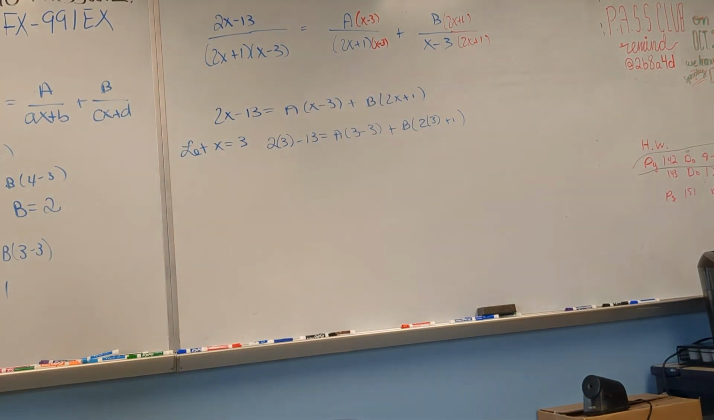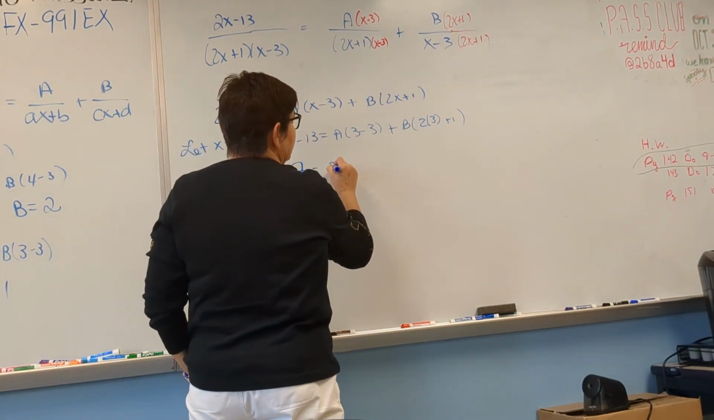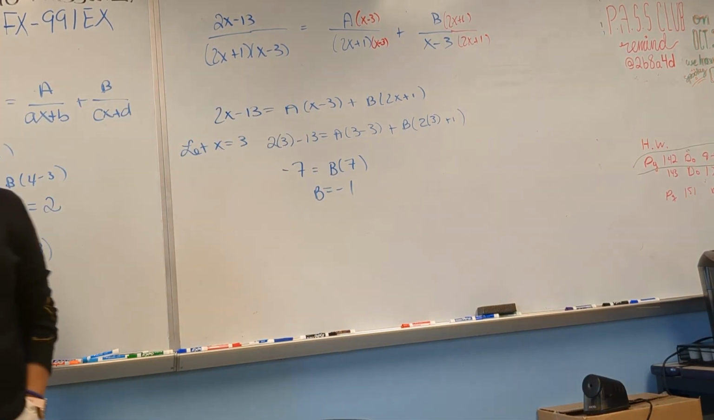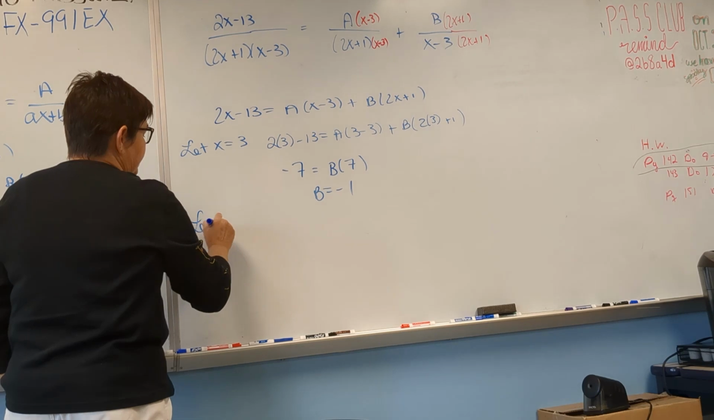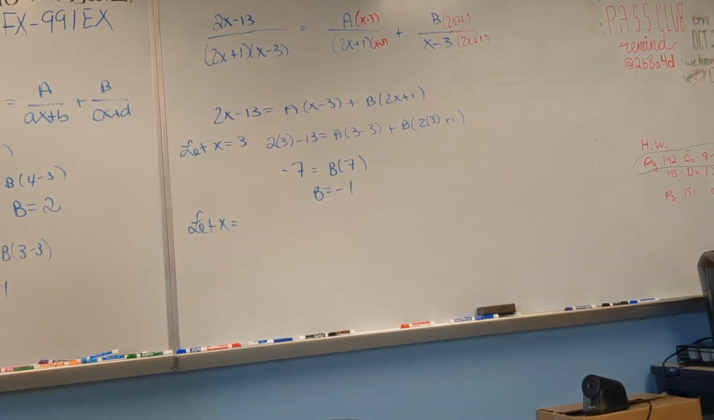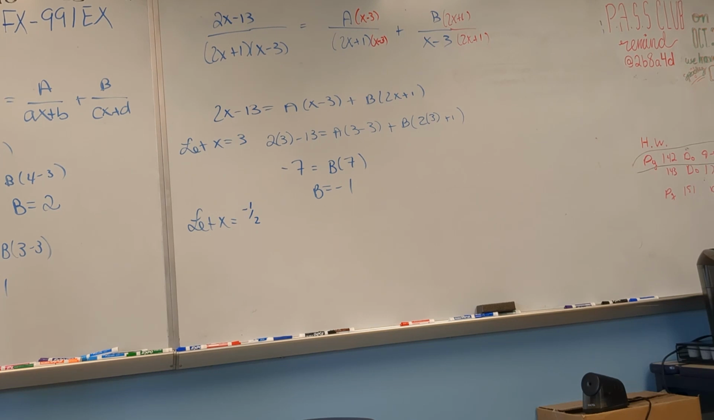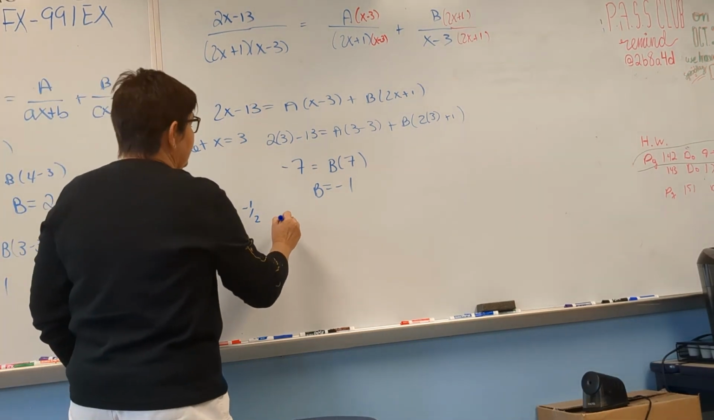All right, how do we feel about that? What'd you get for b? -1? Okay, then what are we going to let x be for the next one? Don't be scared by the fraction. -1/2. Does everybody see where I got it? You set it to 0, you subtract 1, divide by 2.